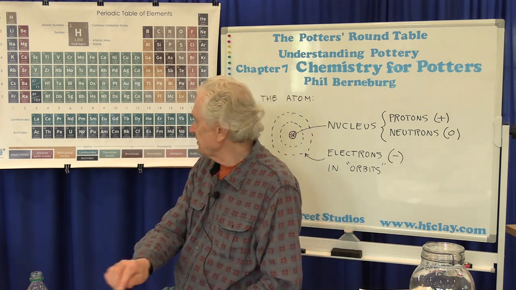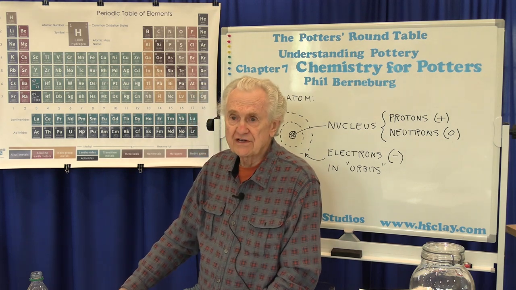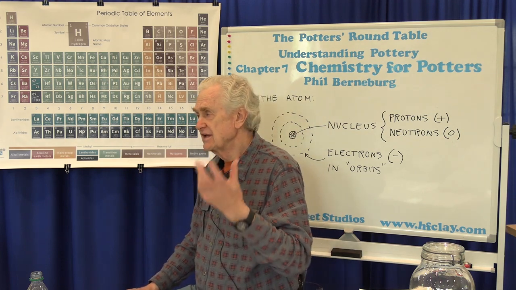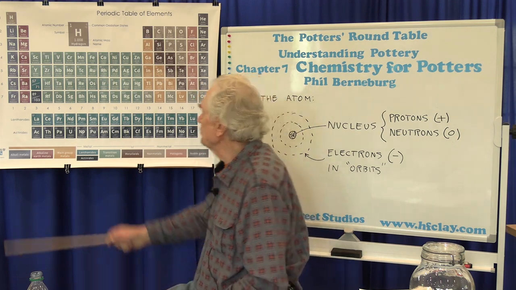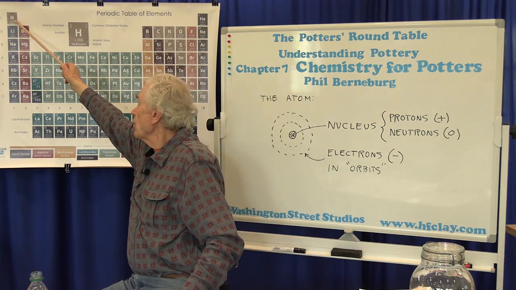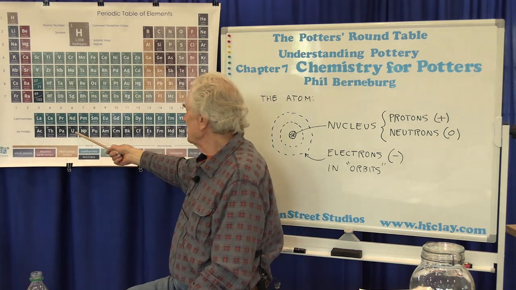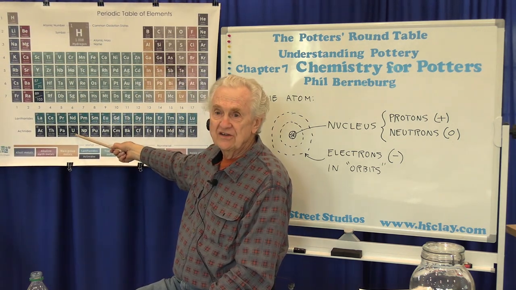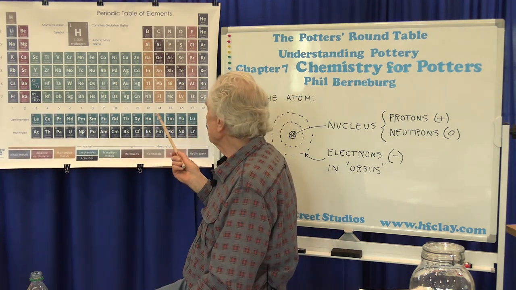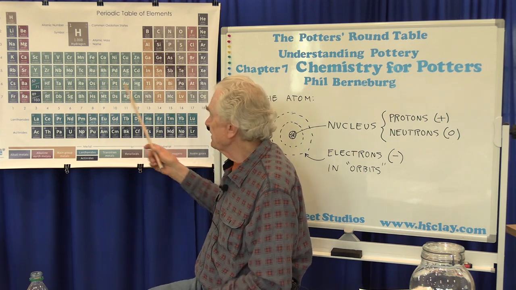But on the periodic table, the elements are listed in order of increasing atomic number. That is, in order of increasing number of protons in the nucleus. So hydrogen, all the way over here, atomic number 1, has 1 proton in the nucleus. And you go all the way down to the bottom to uranium, which is 92, and that has 92 protons in the nucleus.